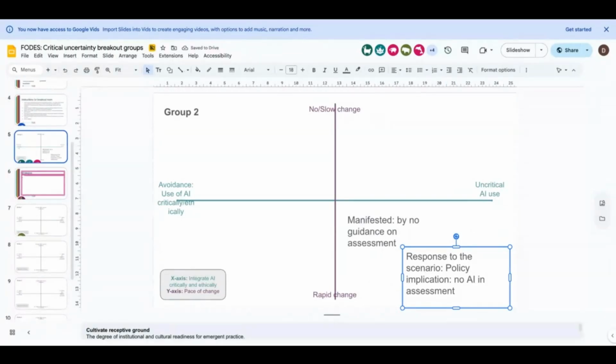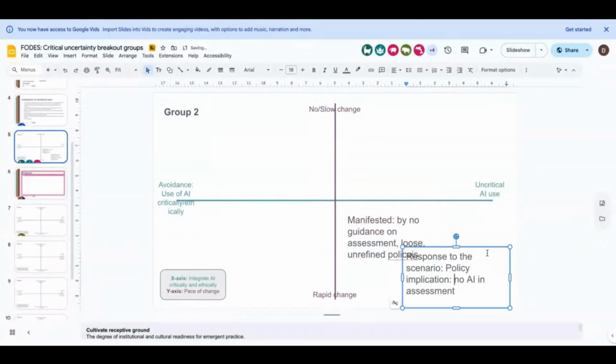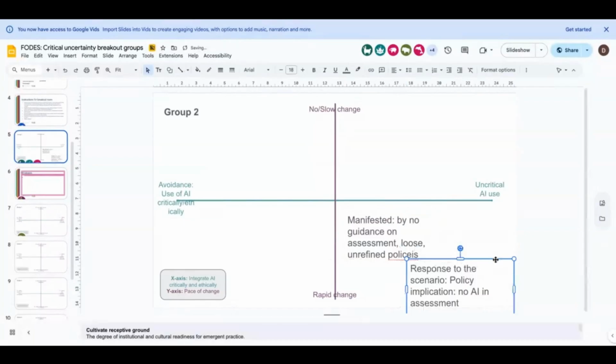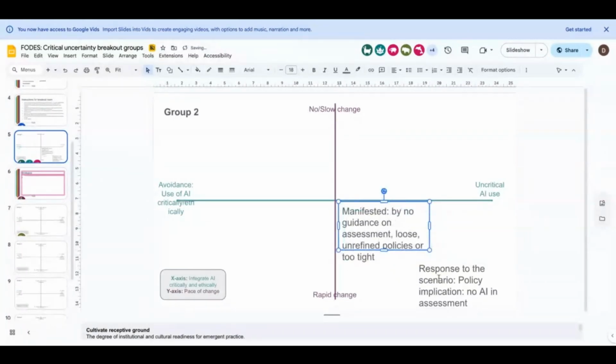No AI in assessment. And I think that probably relates nicely to Naz's idea that we could see it in loose and undefined policies. So we have policies that are rushed through but not thought through. And I think sometimes Naz is connecting it to loose and undefined policies, but I think sometimes the policies are actually very tight because they're rushed. So they're not necessarily thoughtful. So they're either too tight or too loose. It's not clear. Yeah. It's a bit of a Goldilocks situation with the policies.